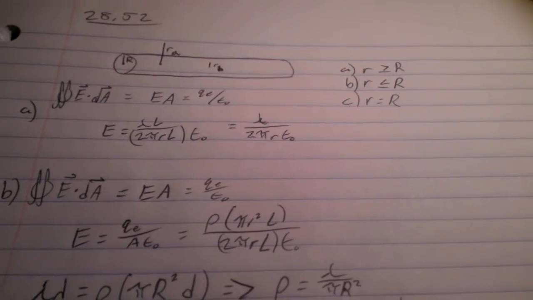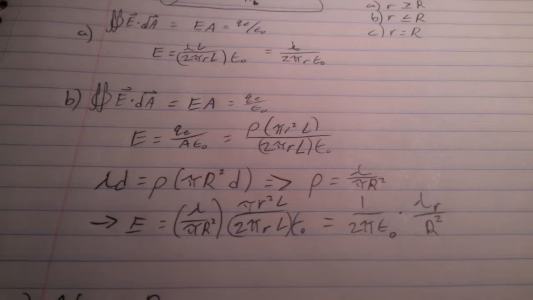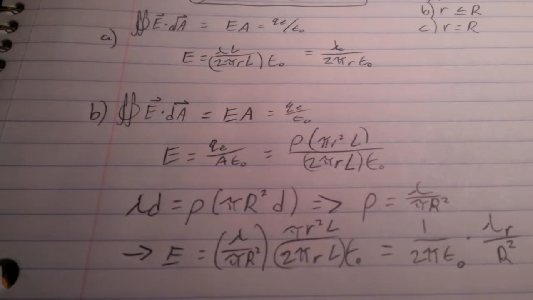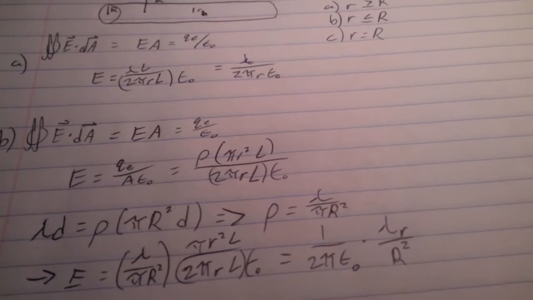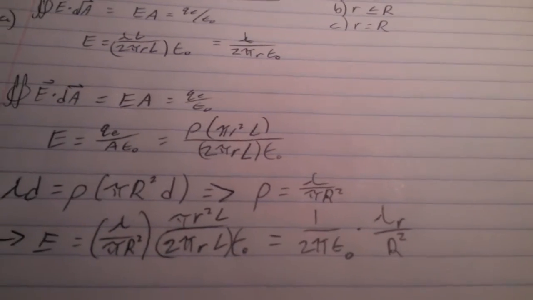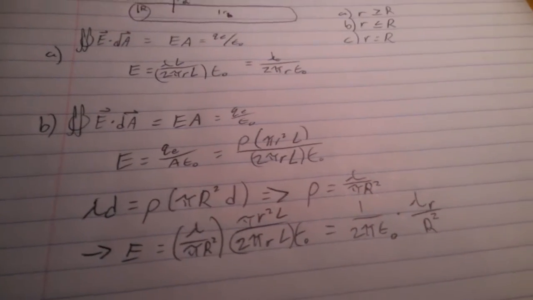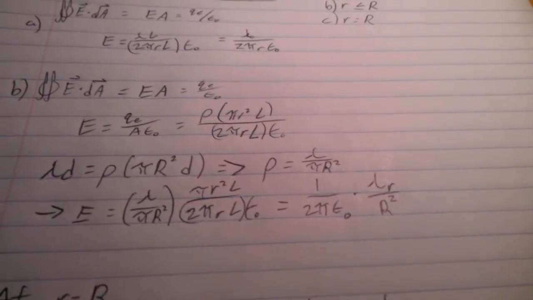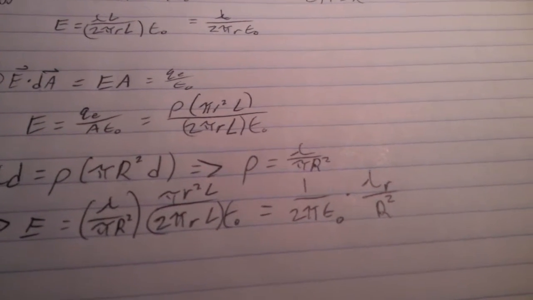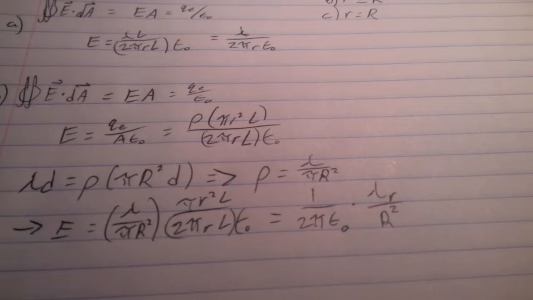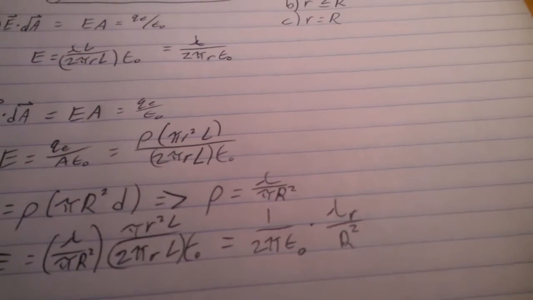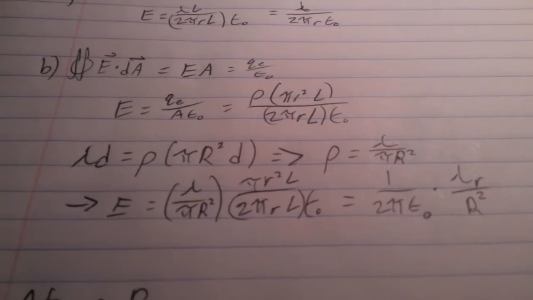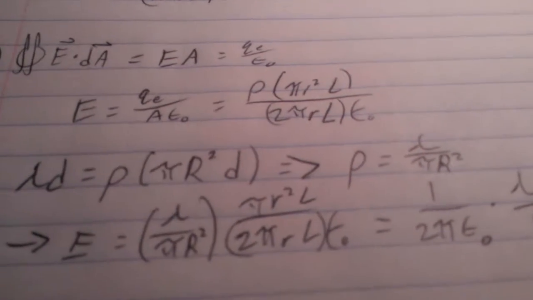And to get the rho out of the equation, you can set lambda L equals rho times pi R squared L, and you just end up with rho equals lambda over pi R squared after some simplification. And you plug that in for rho into your part B, and after some simplification, your final result will be E equals 1 over 2 pi epsilon naught times lambda r over R squared. And that is the electric field for r being inside the cylinder.